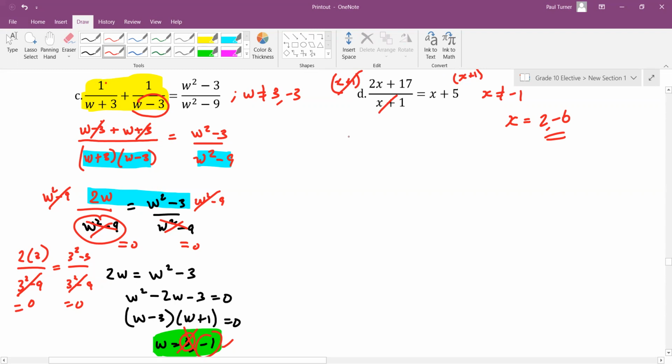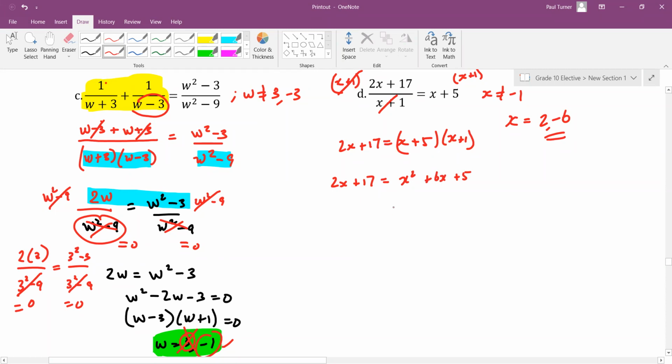Cancel out that denominator. So you have 2X plus 17 equals X plus 5 times X plus 1. Let's not forget that. So 2X plus 17, we don't need a bracket, equals X squared plus 5X plus X plus 6X plus 5. I've just expanded in my head there.